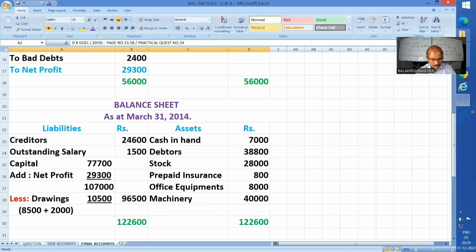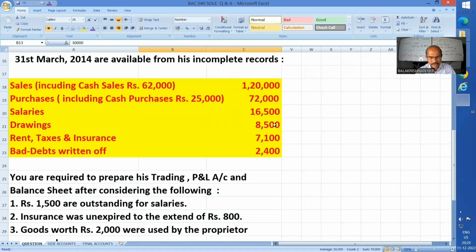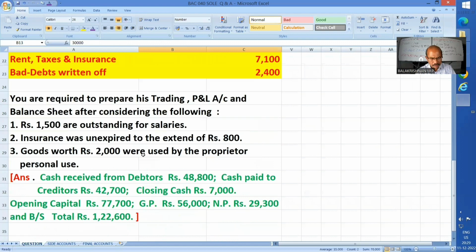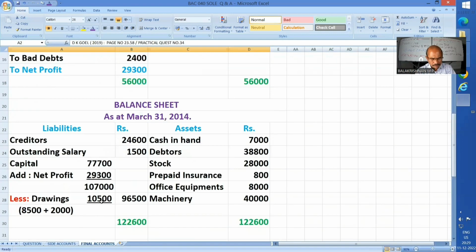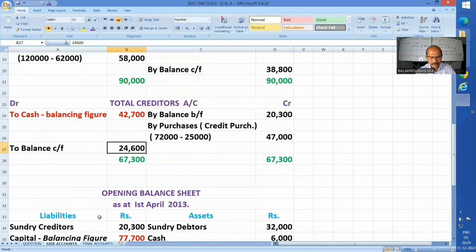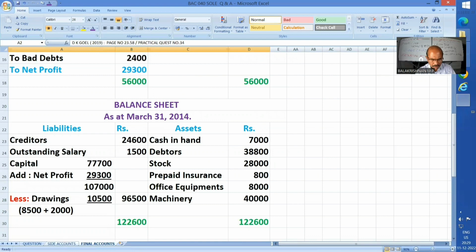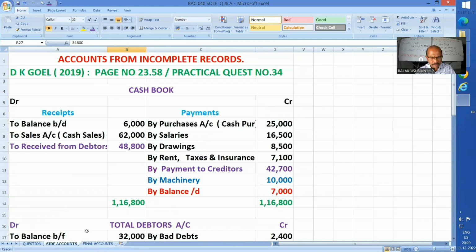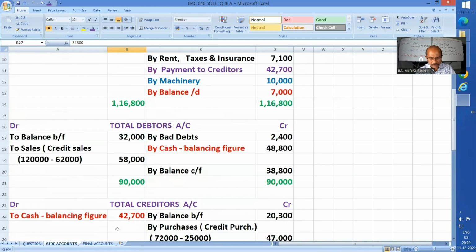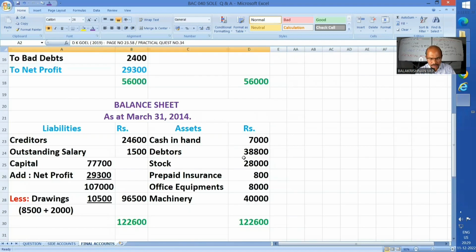How is it 10,500? Cash drawing 8,500 plus goods taken home. That is also drawing. So together it comes to 10,500. So the net amount is 96,500. That is my closing capital. And moving to the asset side, cash in hand. Let's check the account. 7,000. Show 7,000. Debtors. What is the closing balance of debtors? 38,800. Show it, 38,800.